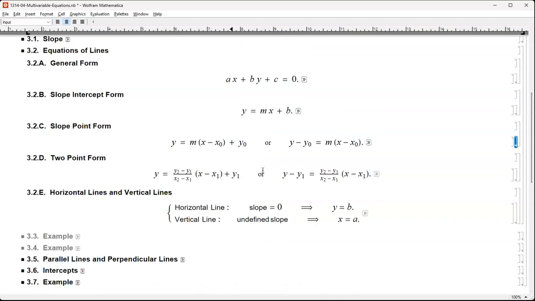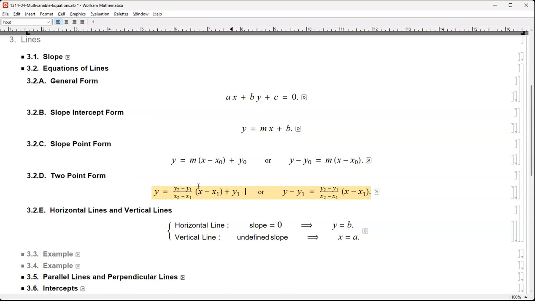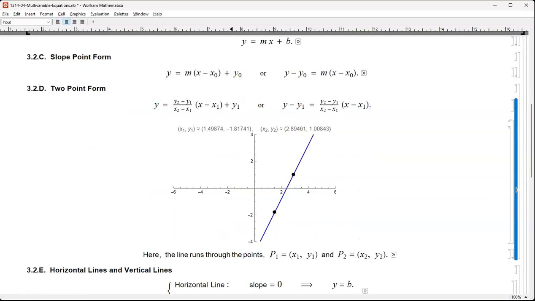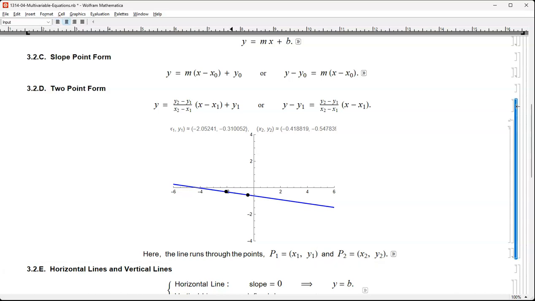Next, 2-point form, running through the points x1 comma y1 and x2 comma y2. The slope formula here, the difference of y coordinate over difference of x coordinate, y2 minus y1 over x2 minus x1 becomes the slope, and running through x1 comma y1 coming from the slope point form. So we have these 2 points, and then these 2 points generate the slope, and then running through the first point. And this program is randomized too, so you can do all kinds of things with these.